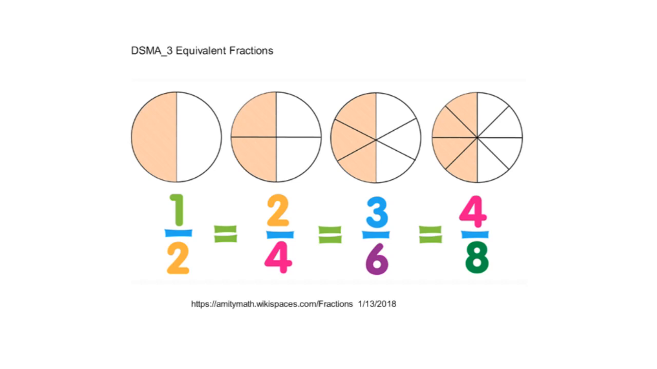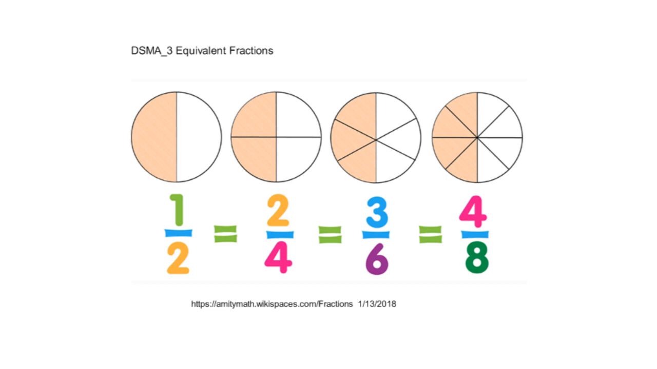This is DSMA 3. We will be talking about equivalent fractions. Let's take a look at this graphical image that we have. So we have one circle, the very first circle, and half of it is shaded. So notice the fraction below it is representing 1 shaded out of 2 equal parts.